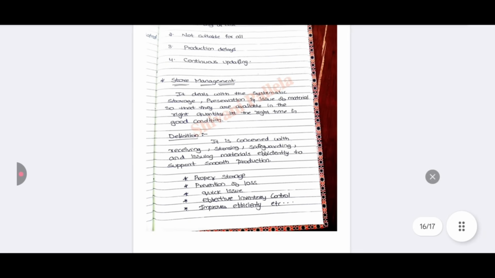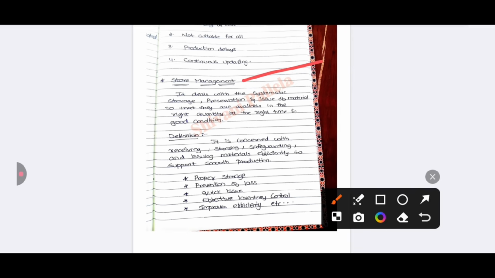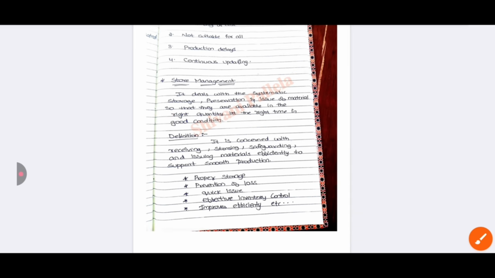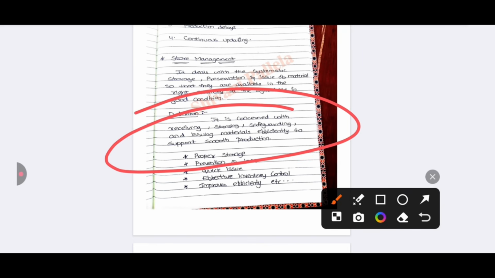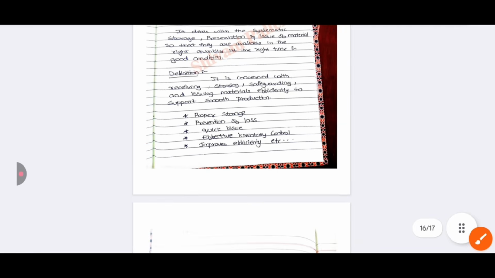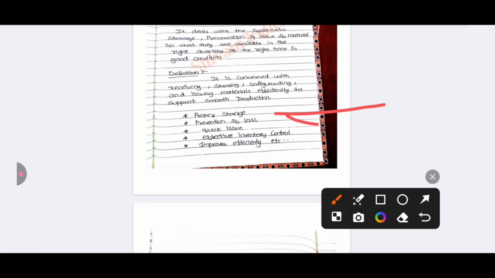Then what is meant by stores management? We are storing, we are preserving, we are keeping the material in the right quantity at the right time in the right place, in good condition. So that is called stores management. What is the definition of this? It is concerned with receiving, storing, safeguarding and issuing materials effectively in the organization to run the organization smoothly. So what points can we write? Points like proper storage, prevention of loss, quick issue, effective control, improved efficiency. Like this type of points you can attempt in stores management.